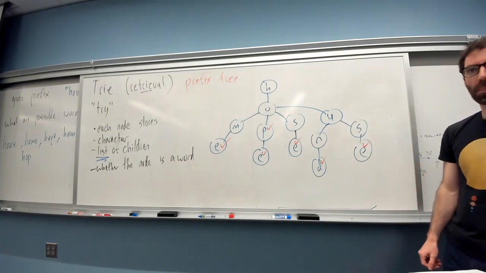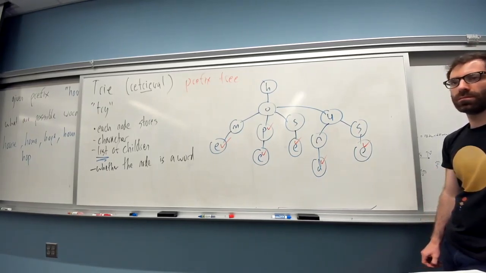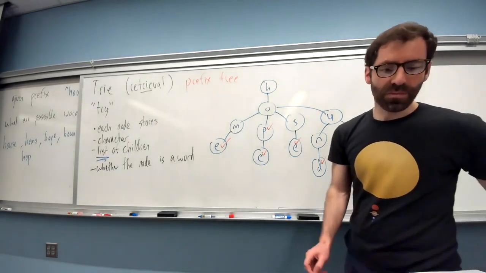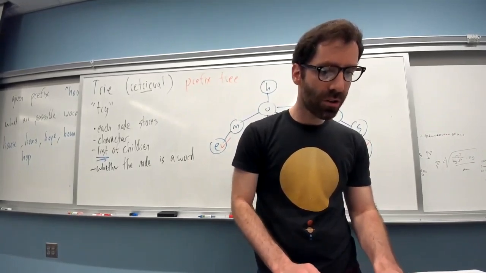So it says each node stores a list of children. So is it like a list, or is it just another node, or is there a difference? Yeah, so let's take a look at some code.